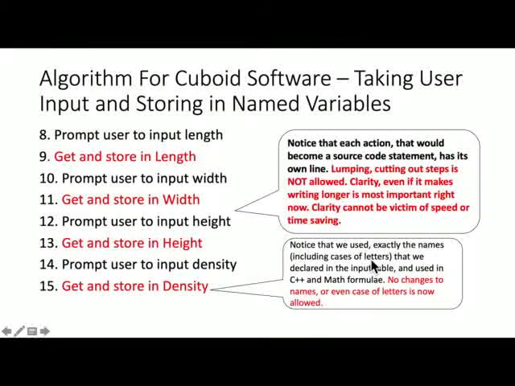Notice that we used exactly the names, including the case of letters, that we declared in the input table and used in C++ and math formula. No changes to names or even case of letters is allowed. C++ is a case sensitive language. If you have length, word length, L is in uppercase, replacing with lowercase is a compile error. That's not allowed.